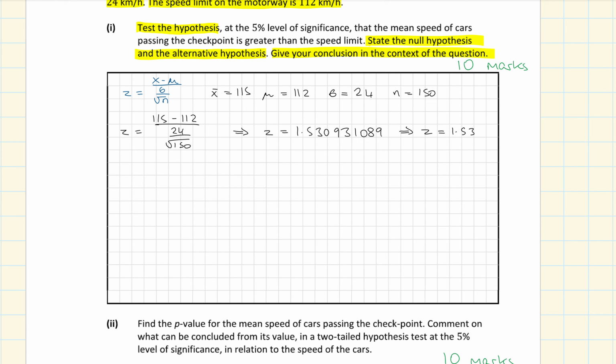So what happens now is we know our critical region sits between minus 1.96 and plus 1.96. If it falls outside here, we're going to reject the null hypothesis. If it falls in here, then we fail to reject. So 1.53 would sit within this range. It's less than 1.96. So we fail to reject the null hypothesis.